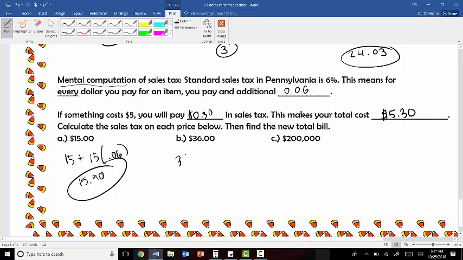Next problem, so again, 36 plus your price times your tax rate. And we'll just set this one up while we're at it. So we're going to do 200,000 plus 200,000 times 6%. If we do 36 plus 36 times 6%, we're going to get $38.16.